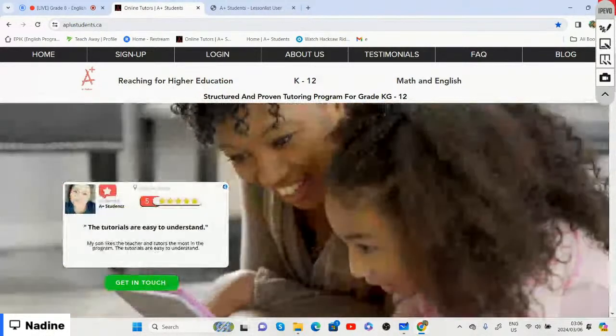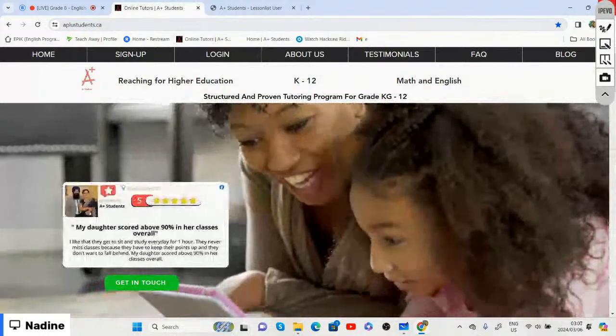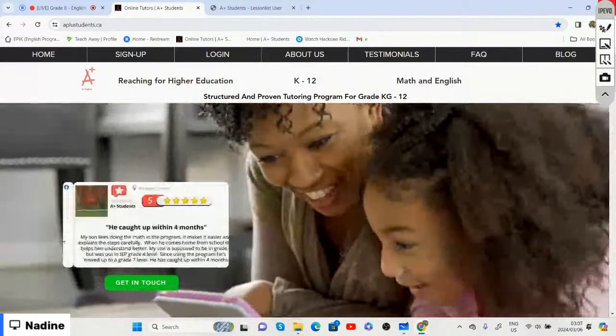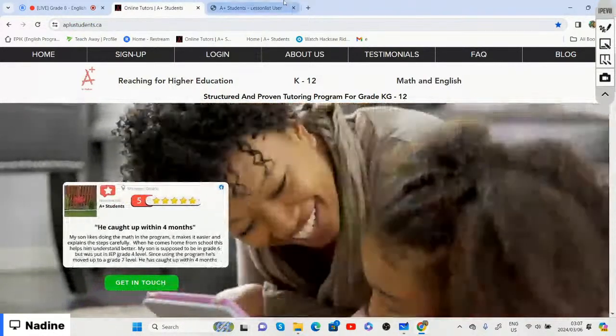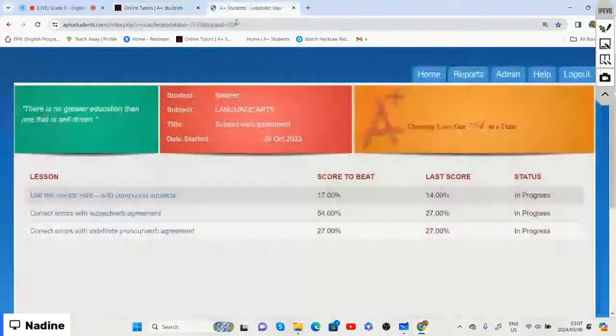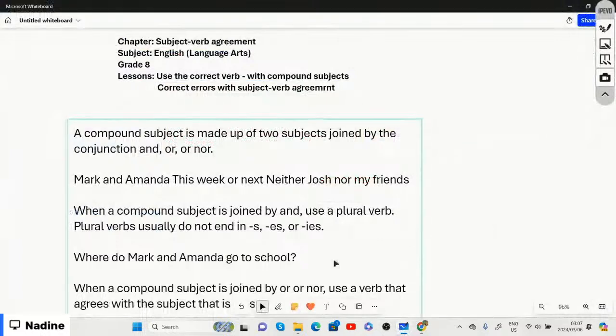Grade 8, and then we're going to scroll down until we get to the chapter of subject-verb agreement. All right, so our chapter is subject-verb agreement. Our subject is English language arts, grade 8.